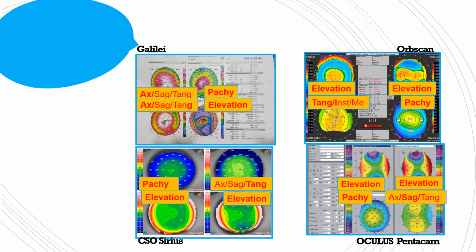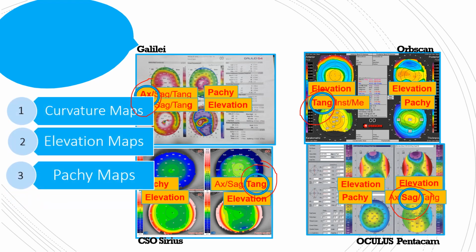Now look at that. All of them have got a third map which is slightly different. What is the difference? Here we have got an axial map. Here we have got a tangential map. In the Pentacam we have got the sagittal map, and in the Cirrus we have got a tangential map. So this third map is almost different in all the 4 of them. Why is it different? We are going to find that out. So the curvature maps are different in all the 4 machines, while the elevation and pachy maps are almost the same.